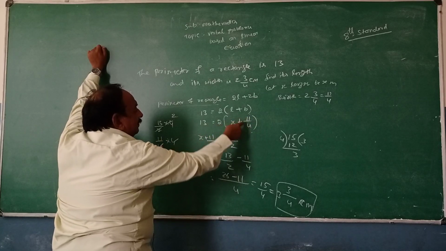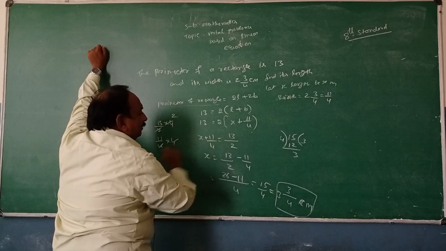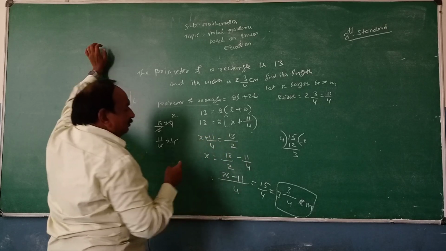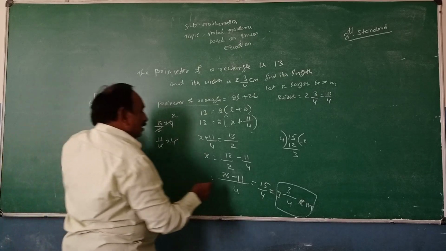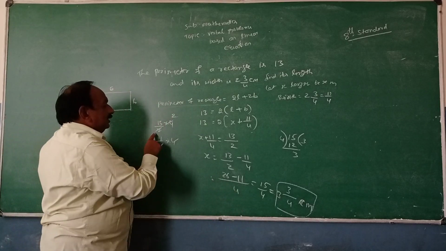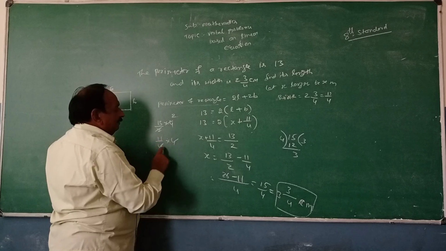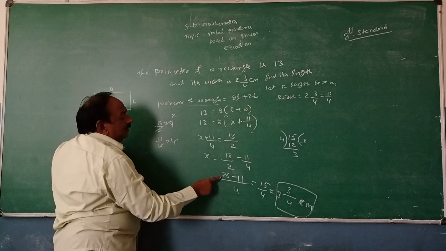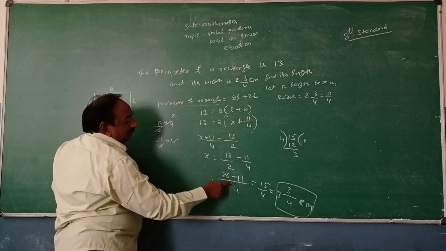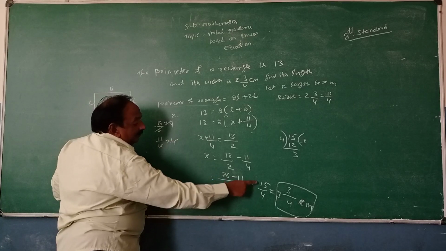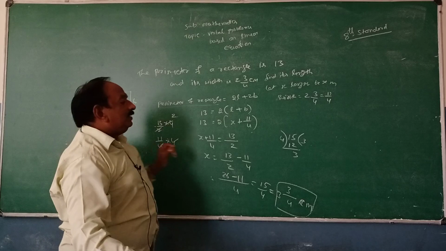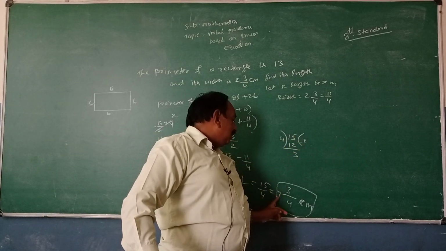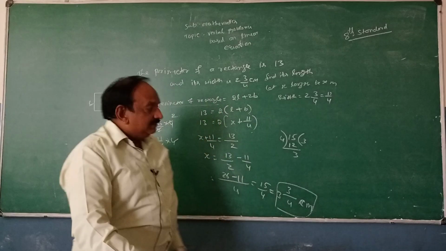So, x plus 11 by 4 is equal to 13 divided by 2. X is equal to 13 by 2 minus 11 by 4, 11 by 4 coming to this side. 4 is the LCM. 13 by 2 into 4, 11 by 4 into 4. 13 2s are 26, 4 4 cancel. 26 minus 11, 15 by 4. When 15 is divided by 4, 4 3s are 12, 15 minus 12, 3, so 3 3 by 4 centimeter.